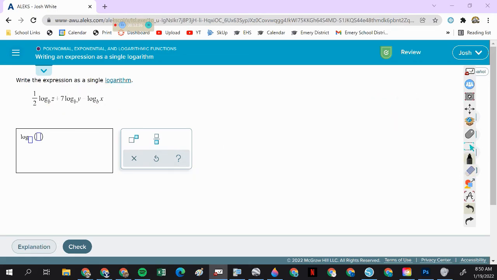All right. Okay, this is a good one. I'm going to bump the 1/2 up here. I'm going to bump the 7 up here. And I have 2 positive logarithms and a negative, and they all have the same base, so I can put them together. This will be log base b of z to the 1/2 y to the 7th divided by x. Positive logarithms land in the numerator, negative logarithms land in the denominator. Okay.